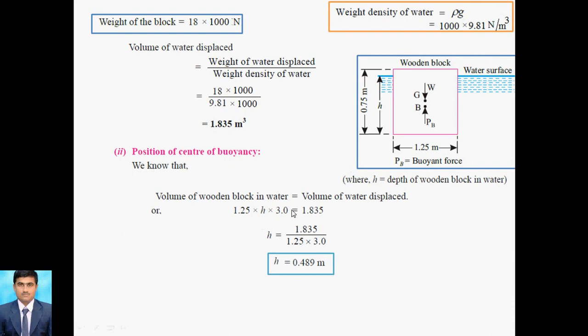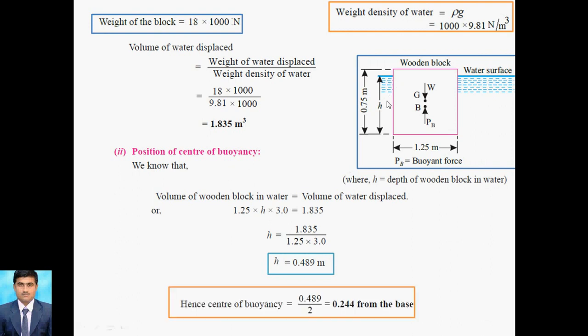So this is called the position of the center of buoyancy. Here we can get the position of the center of buoyancy, and from the base, the center of buoyancy h is this height, but for the buoyancy point we divide by 2. So that's why it becomes 0.244 from the base.